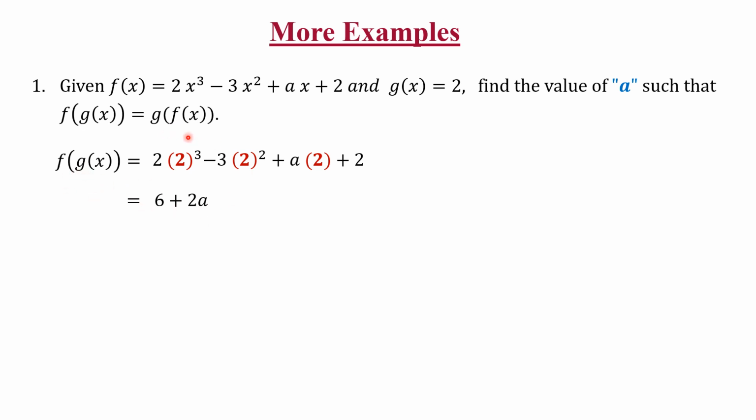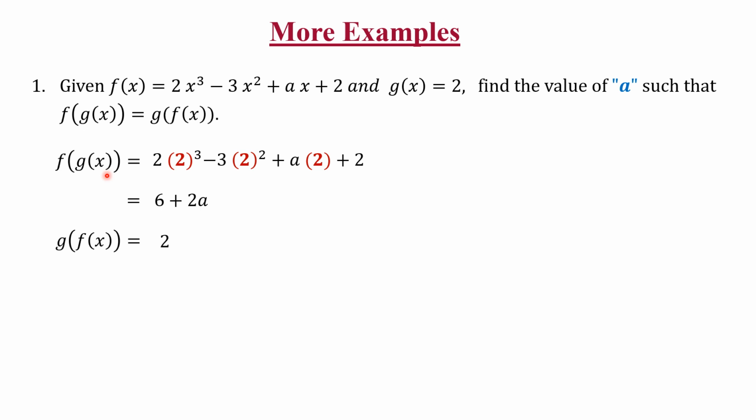Next, let's find g of f. To find g of f, we will put the function f in every x of the given function g. So since here g of x is a constant function, for any value of x, the output or the y value is always 2. So the answer here, if you replace that in x, is also 2. So now we can equate the two.